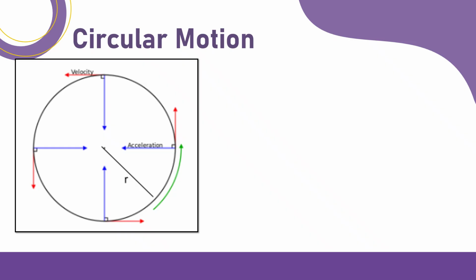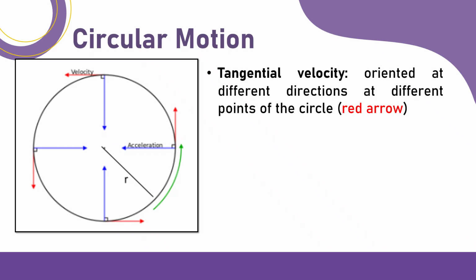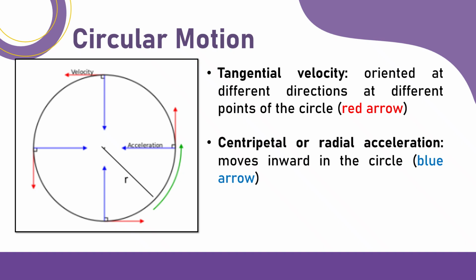Now let's analyze this diagram showing circular motion. In circular motion, two things are very important: tangential velocity and centripetal acceleration. The tangential velocity is the speed along the edge of the circle. It is always changing in direction as the object moves. On the other hand, centripetal acceleration always points inward, towards the center of the circle. Without this inward acceleration, the object would simply fly off in a straight line.